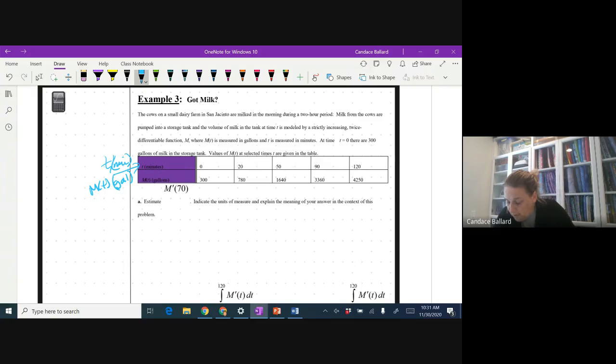All right, we are supposed to estimate m prime of 70. We have seen this problem a lot. It doesn't have to do with the average value. This is like a whole free response problem, okay? And it's good for our brains to wrap our heads around this. The more times we do this free response problem, the better it will be for us. Indicate units of measure and explain the meaning of your answer in context of this problem. What are we actually finding when they ask us to find m prime of 70 and they give us a table? So what's the calculation that we need to do here? Tell me in the chat.